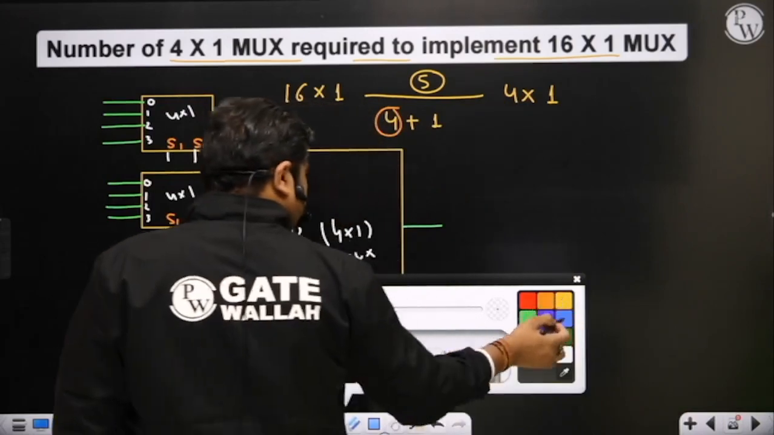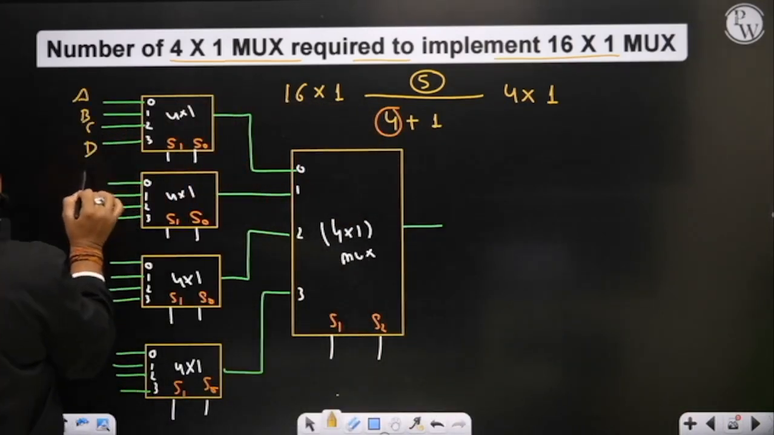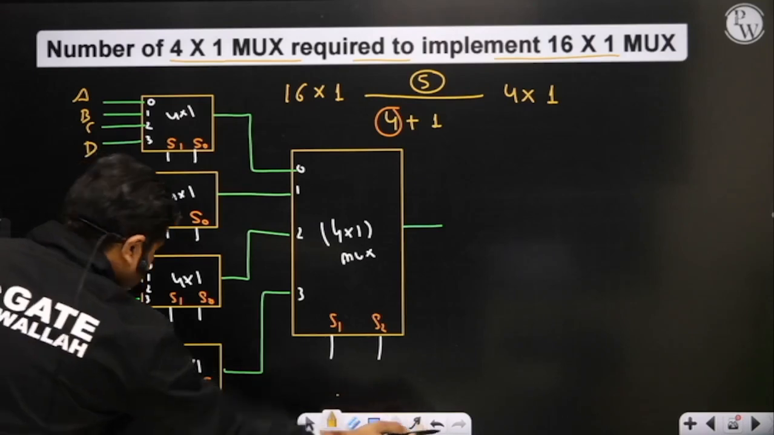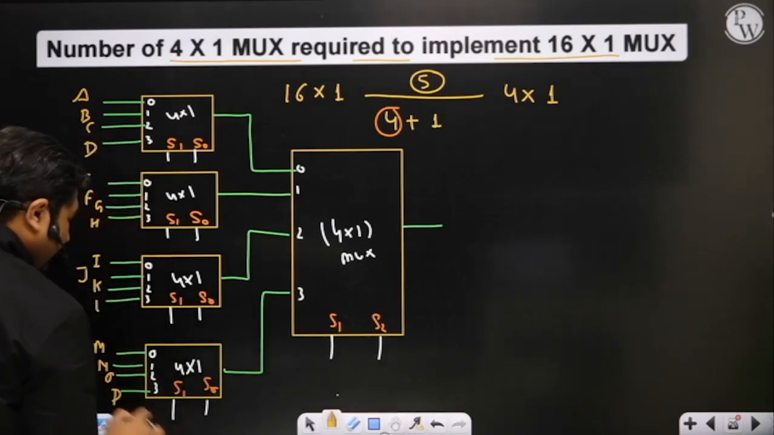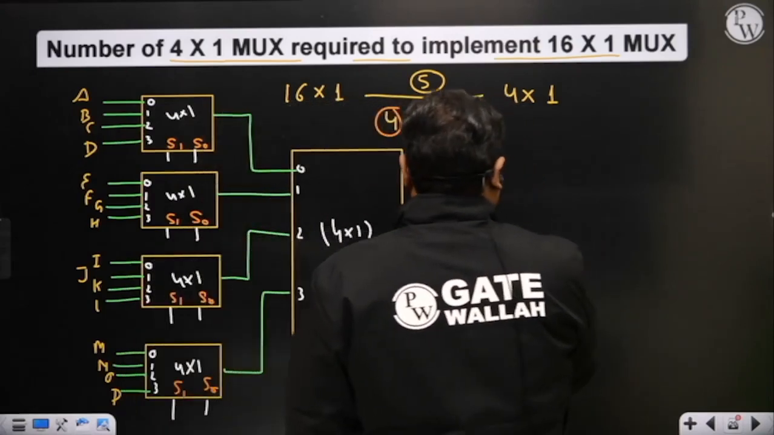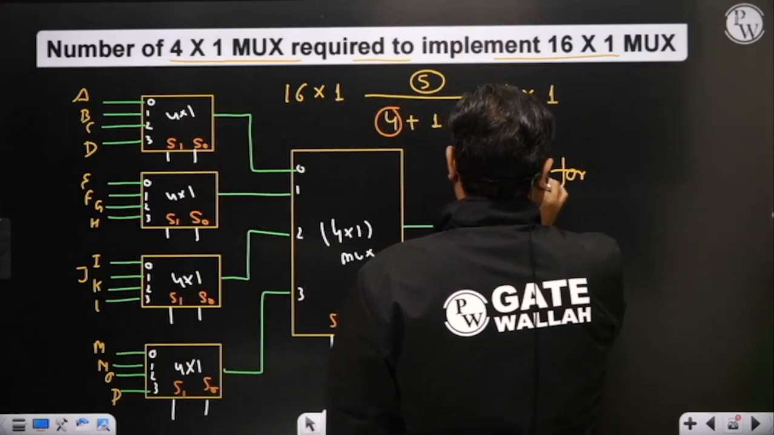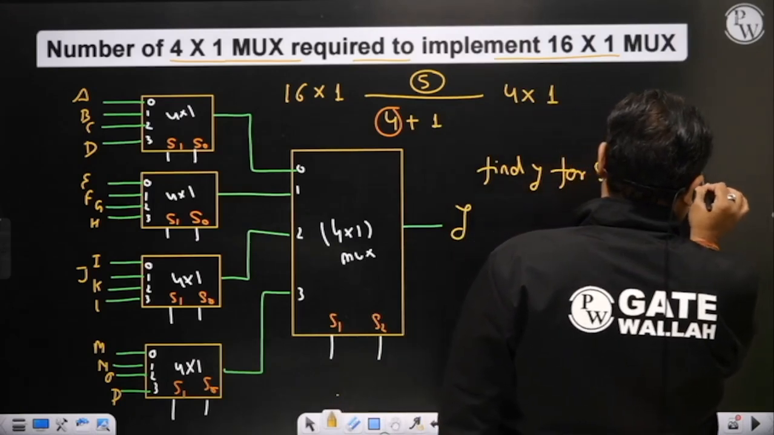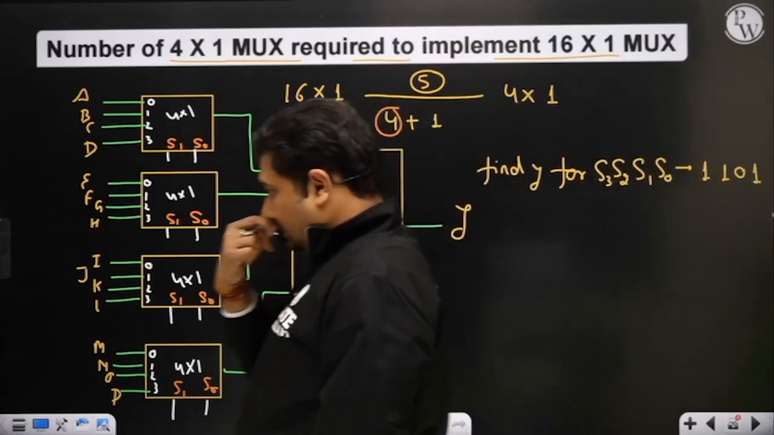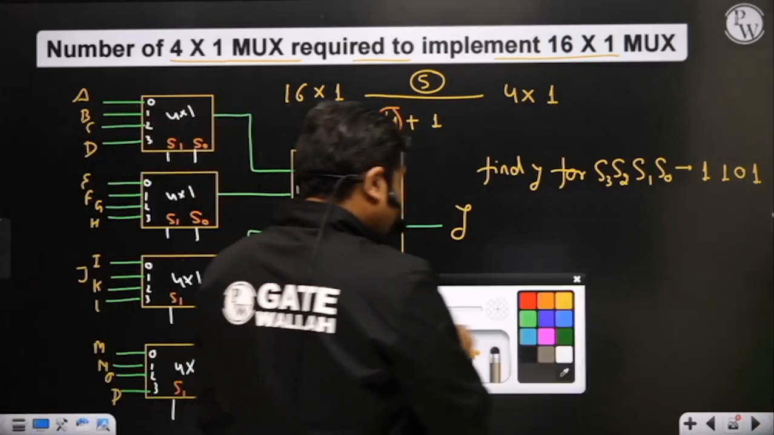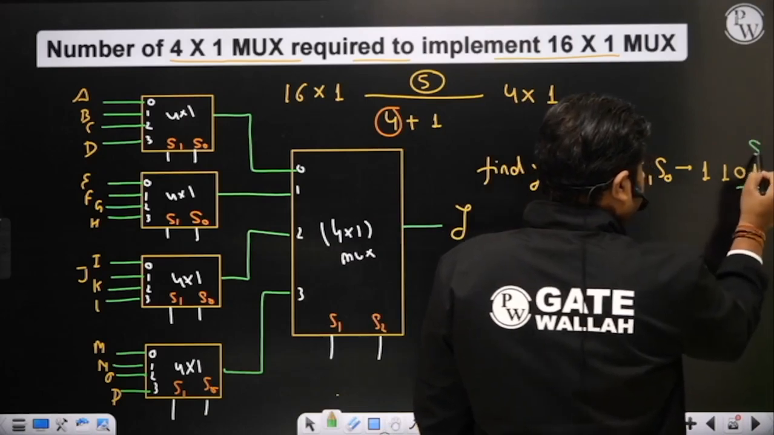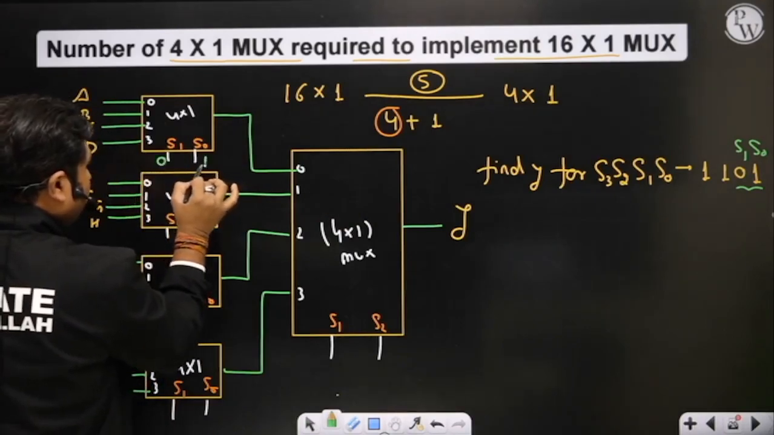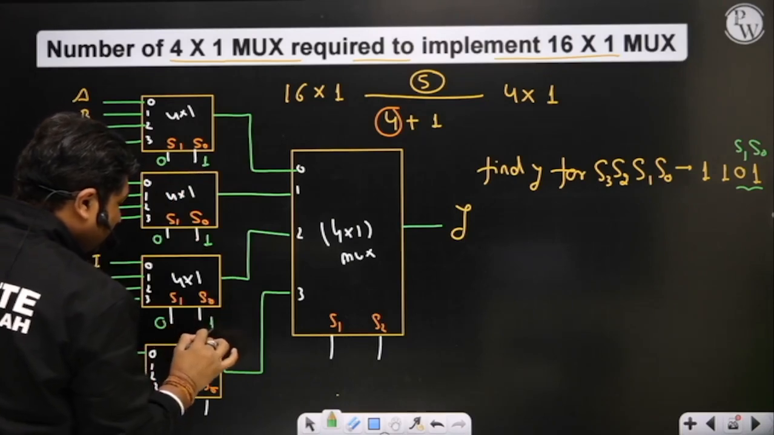Now again, suppose I have represented the inputs as A, B, C, D, E, F, G, H, I, J, K, L, M, N, O, P. If I ask you to find Y for S3, S2, S1, S0 as 1, 1, 0, 1, please observe what happens to 1, 1, 0, 1. This will be your S0, S1. 0, 1 means you are going to apply 0, 1 here, here, here, and here.